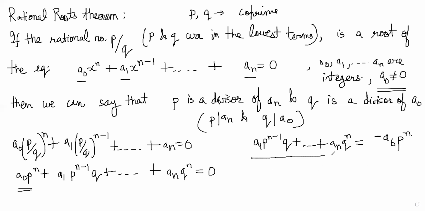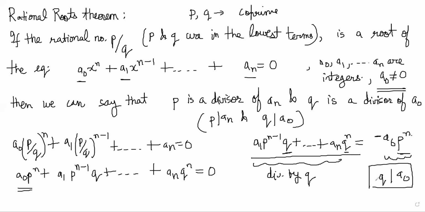Now you can say that this side is divisible by q because every term has a q, and this side should also therefore be divisible by q. And since p and q have no common factors, q must divide a naught, right? Q must divide a naught, we get immediately.